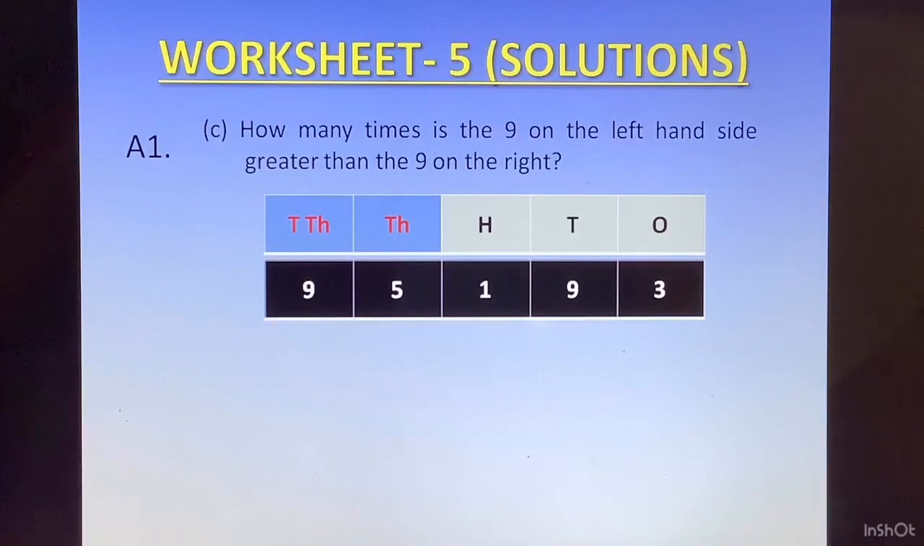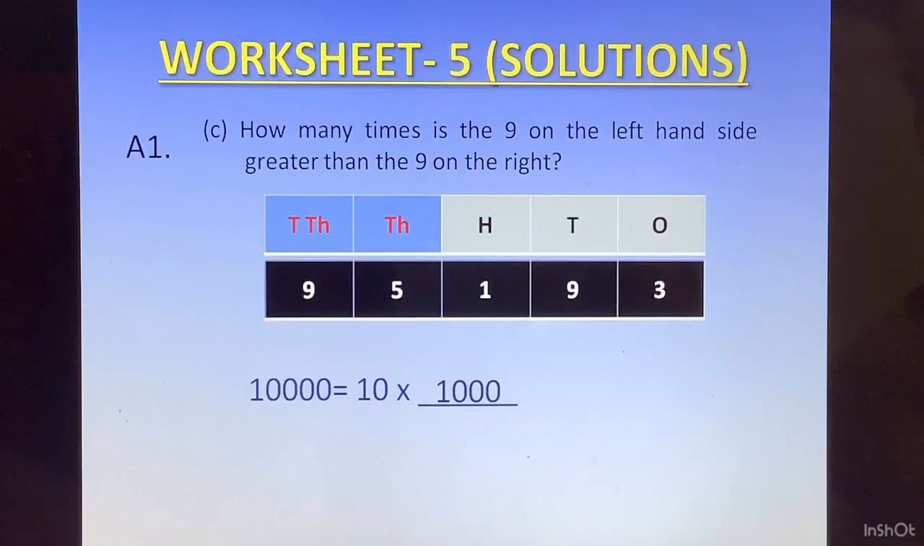C part. How many times is the 9 on the left hand side greater than the 9 on the right? We have two 9s. First 9 is on the tens place. The next 9 is on the 10,000s place. So tens place and 10,000s place. 10,000 is equal to 10 into what? How much will you multiply to 10 to get the answer as 10,000? You will multiply 1000. So 9 on the left is 1000 times more than the 9 on the right. So answer you will write 1000 times.